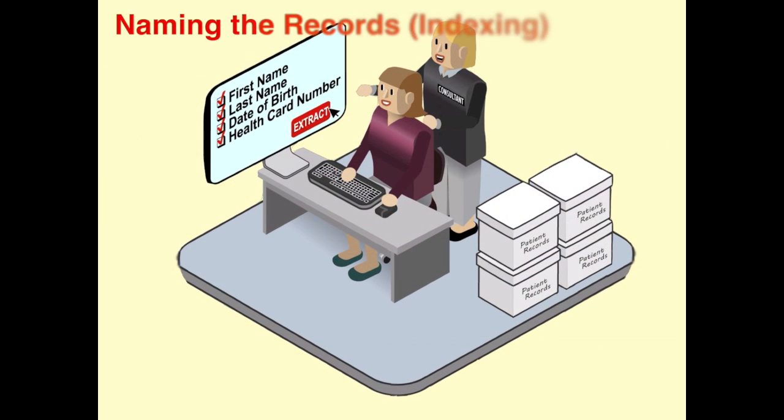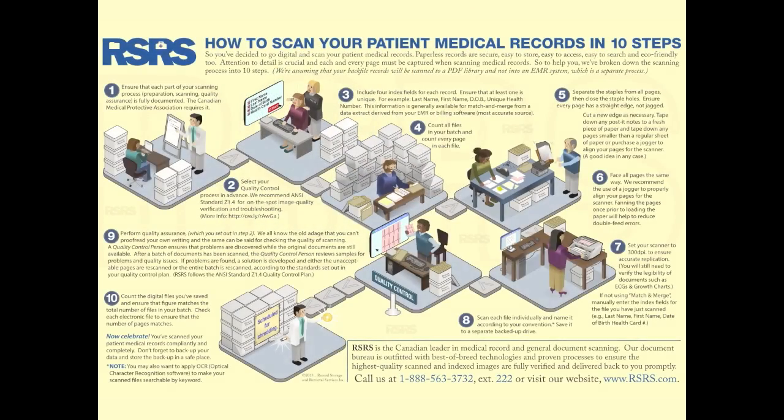Step 3. Naming of the records. We recommend the naming of the records to 4 index fields, with at least one of those 4 being a unique field. So for example, the last name, the first name, date of birth, and the unique health card number. This information is generally available for match and merge from a data extract from either your billing or your EMR system. These indexes can also be incorporated into a barcode, which when placed on a separator sheet in front of each document that you're scanning, will result in the automatic and electronic naming of your records, which is a huge time saver when you do it properly.